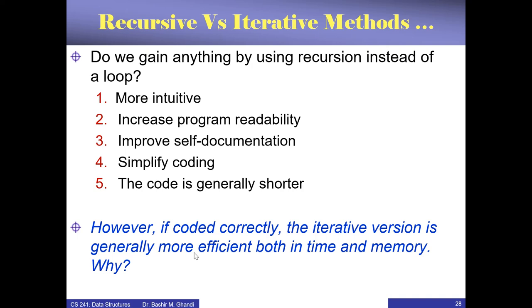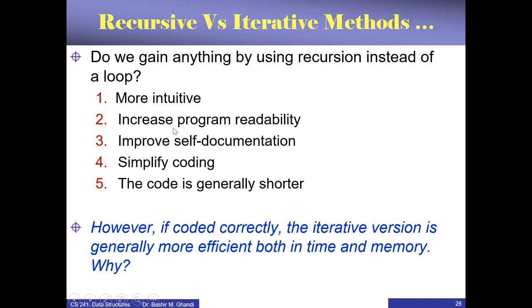That call again has to be delayed until another call is done. So an activation record is going to be created. So you may have several activation records created in the runtime stack. What are you using? You are using memory to save these activation records. Not only that, you are also spending time creating these activation records and deleting them when you are done. We don't need to create all these activation records in the iterative version. And therefore, the iterative version is usually more efficient in terms of time and also in terms of memory.